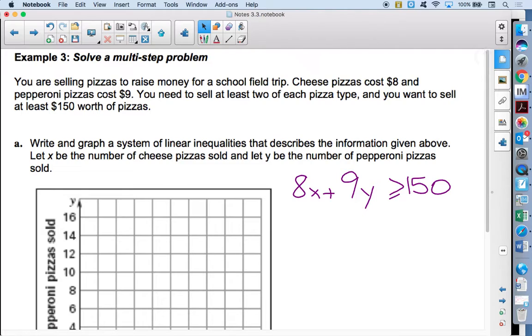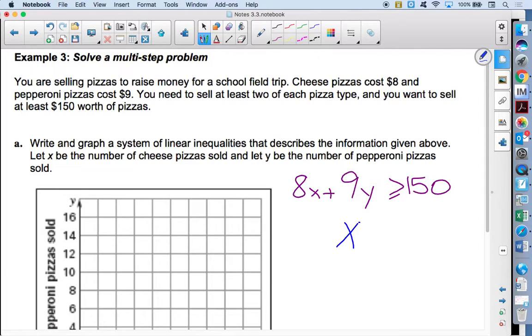I also need more inequalities, because right now I have one inequality, which doesn't make a system. There's another sentence that says we have to sell at least 2 of each pizza type. How do we write that as an inequality? Katie? When you do x plus y has to be greater than or equal to. You're close, but my pizzas can't be mixed together. It's not a cheese and pepperoni combination. They're individual, they're separate. So when you do x plus y?